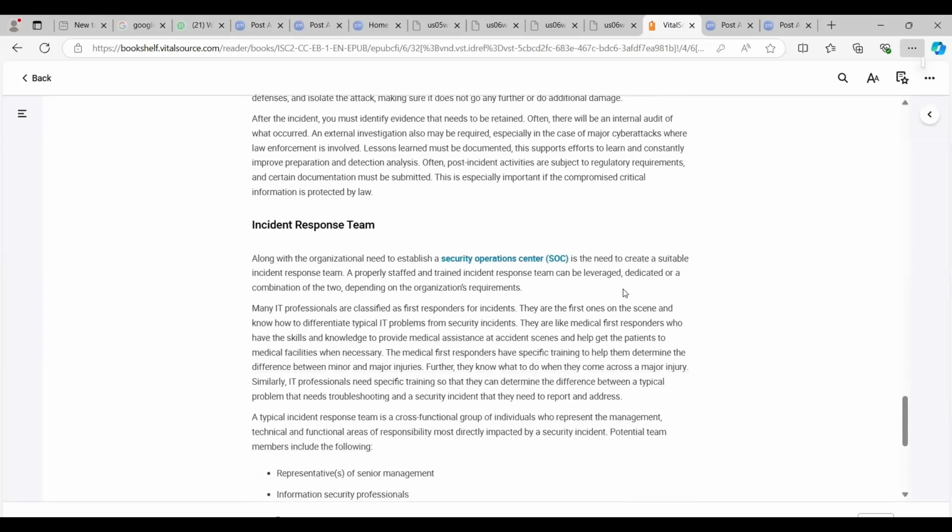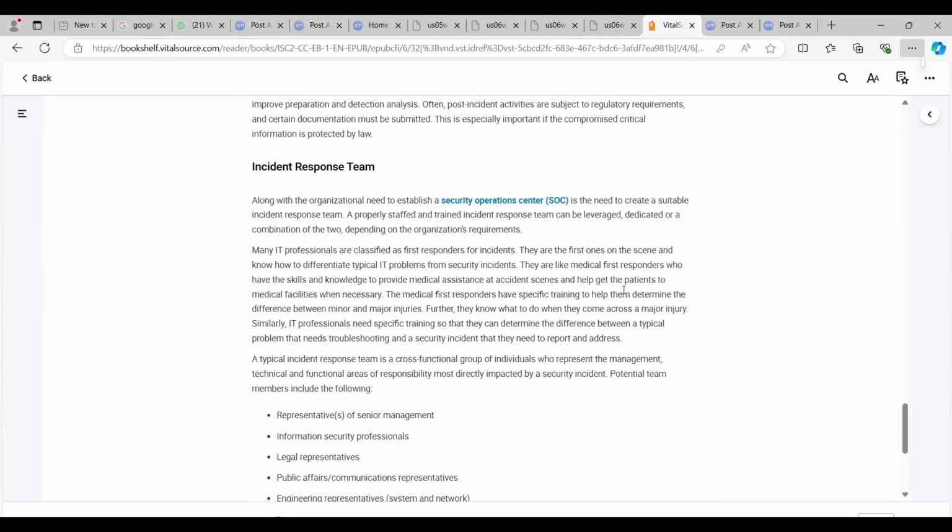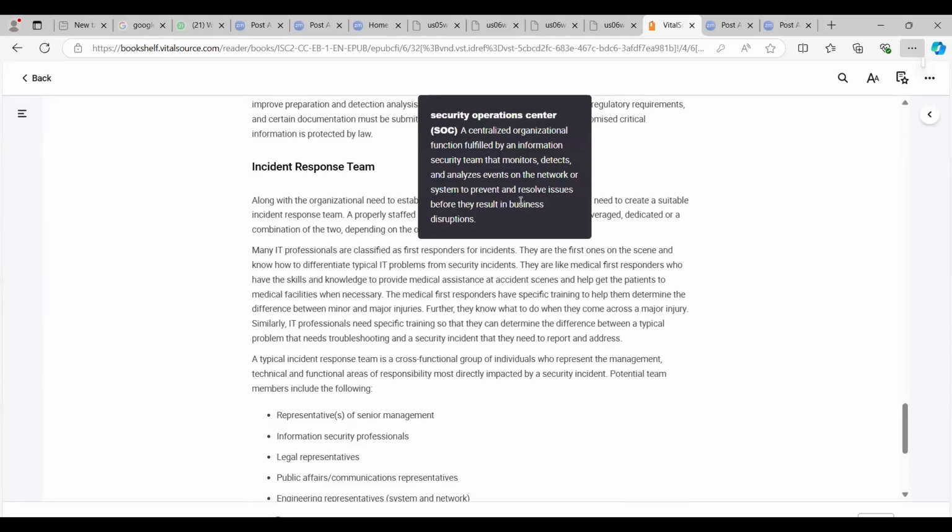Now let's talk about the incident response team. Most of the time, they are what we call SOC analysts, which stands for Security Operations Center. Along with the organizational need to establish a Security Operations Center: the Security Operations Center is a centralized organizational function fulfilled by an information security team that monitors, detects, and analyzes events on the network or system to prevent and resolve issues before they result in business disruption.